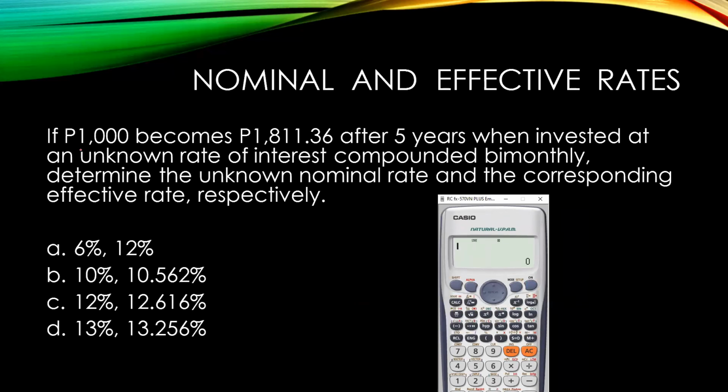For example, so if 1,000 becomes 1,811.36 after 5 years, when invested at an unknown rate, so hindi binigay yung rate of interest, compounded by monthly, determine the unknown nominal rate and the corresponding effective rate. So hindi binigay yung rates niya, pero meron tayong present value ng ating amount tapos yung future value ng ating principal after 5 years. So kaya natin i-solve yung the unknown rate na nominal tsaka yung effective rate. So paano ba i-solve ito?